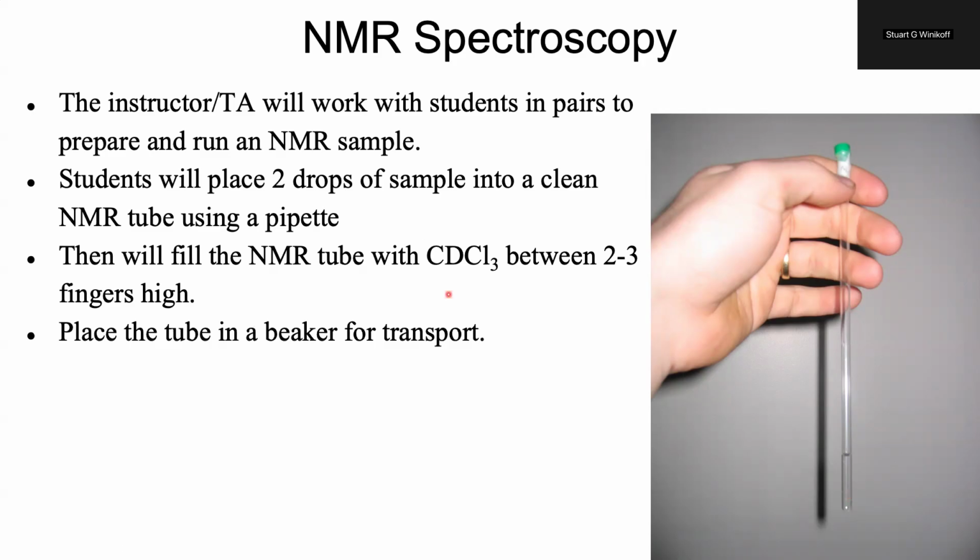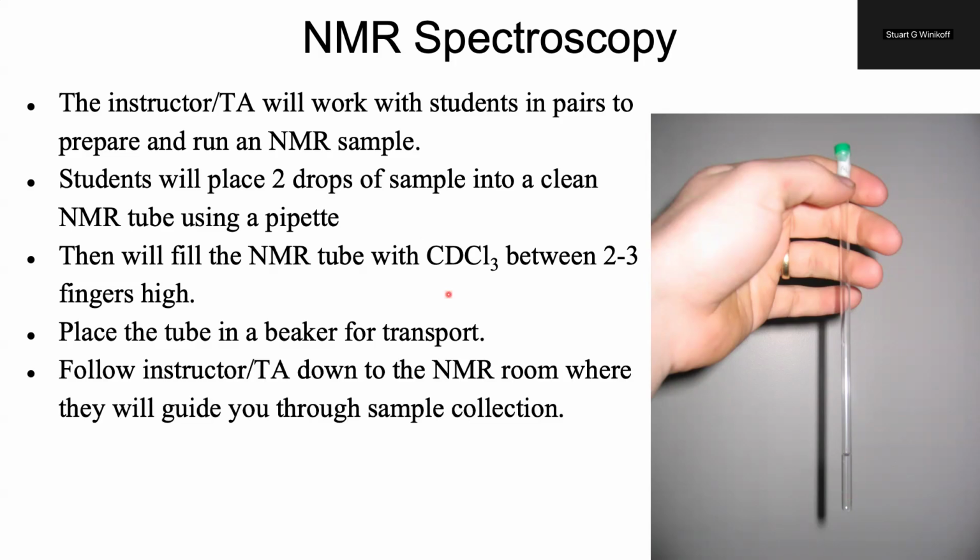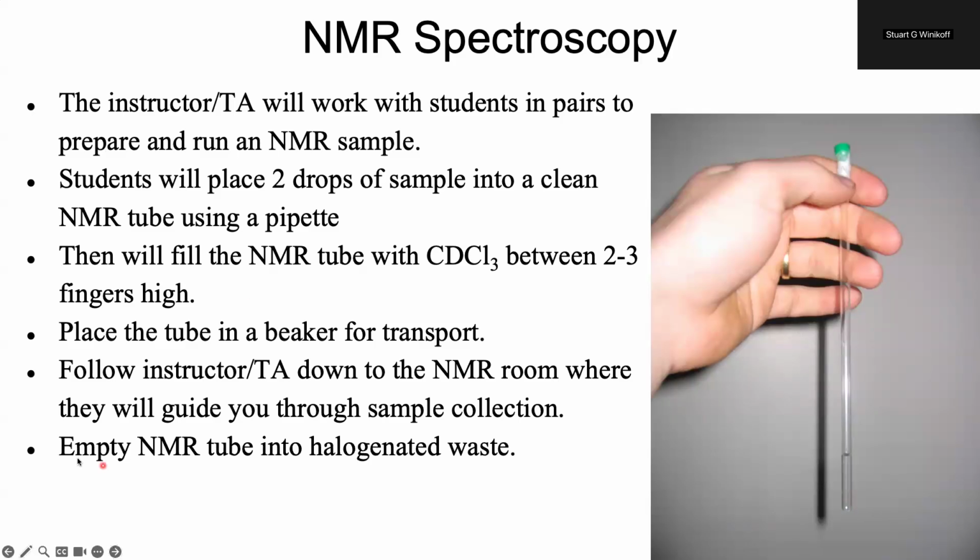Then you're going to want to place this in a beaker, or preferably an Erlenmeyer, for transport, so you can walk it down into the basement and follow either my or your TAs' instructions, where they will guide you through how to collect the spectra. Once you're done, you're going to empty your NMR tube into the halogenated waste, not the aqueous waste. This is a very specific organic halogenated waste reserved for our chloroform sample.